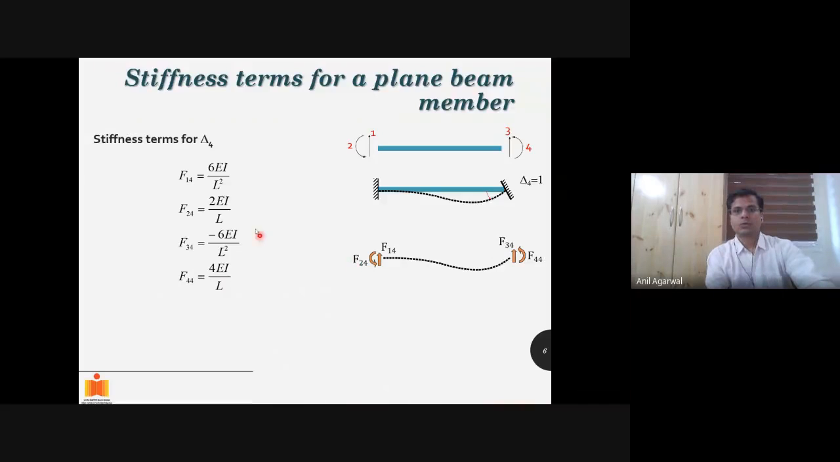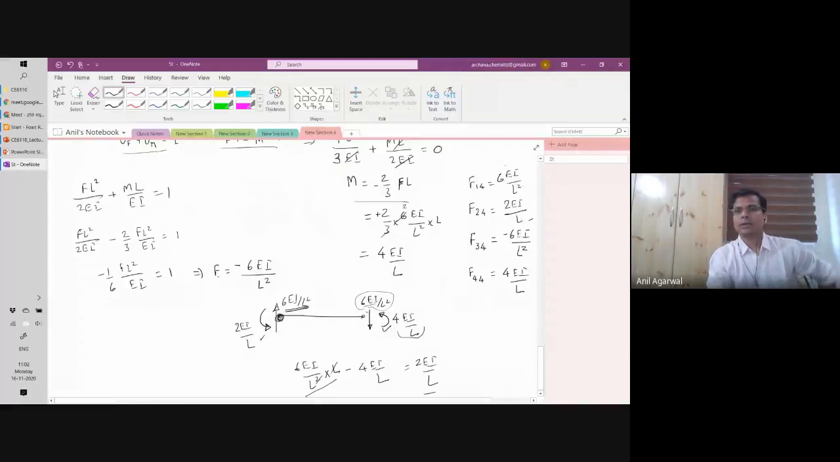So this is 2 EI by L, minus 6 EI by L square and 4 EI by L. Likewise, you can develop the terms of the stiffness matrix.